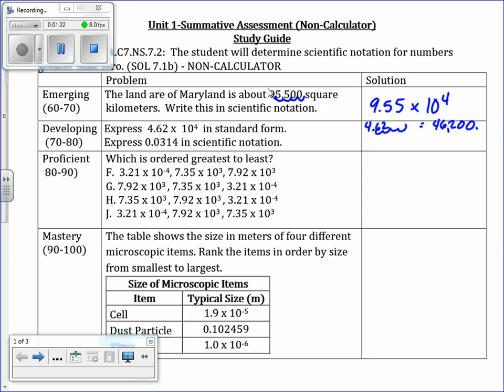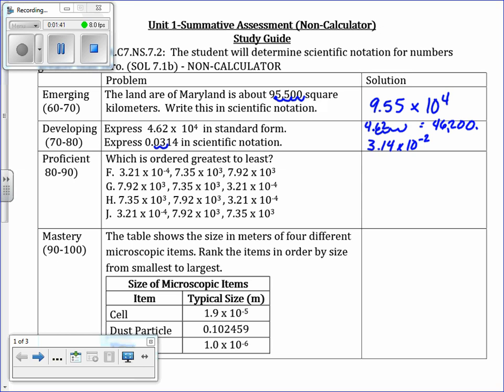Express 0.0314 in scientific notation. So that decimal is going to move 1, 2. So it's going to be 3.14 times 10 to the negative 2nd power.